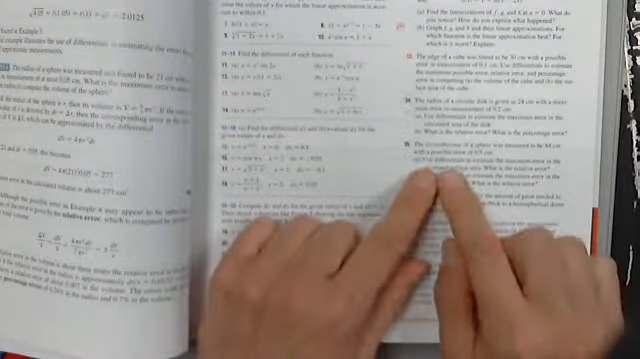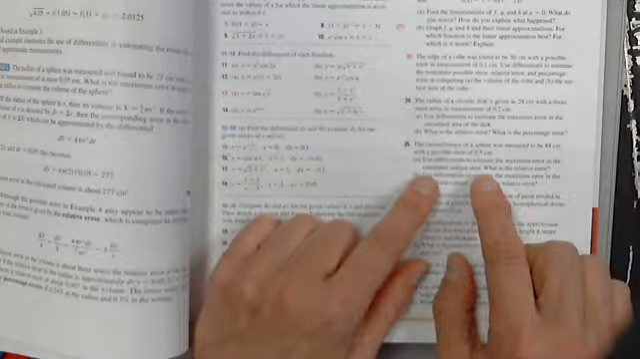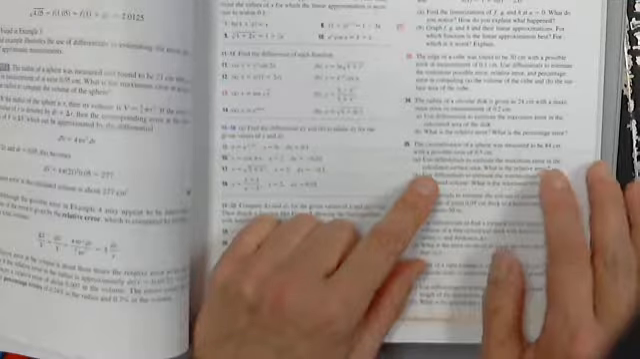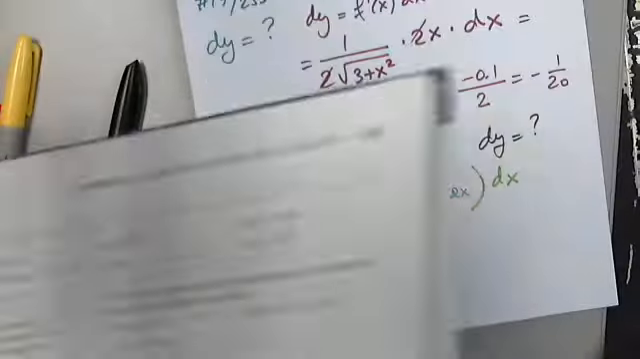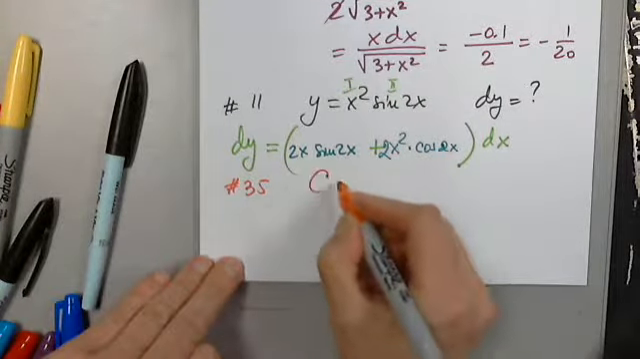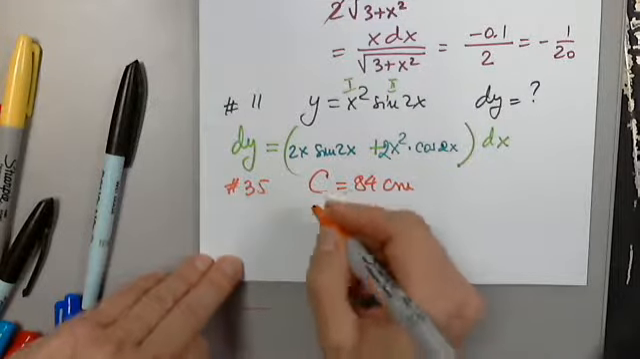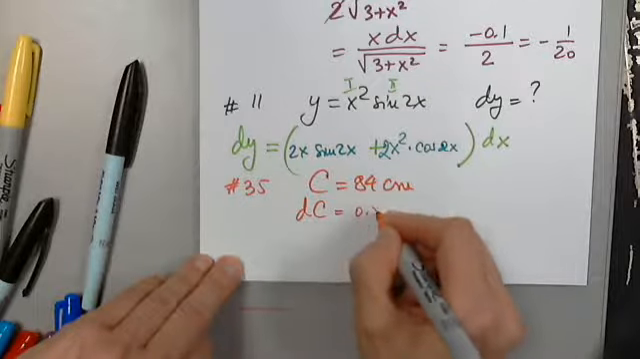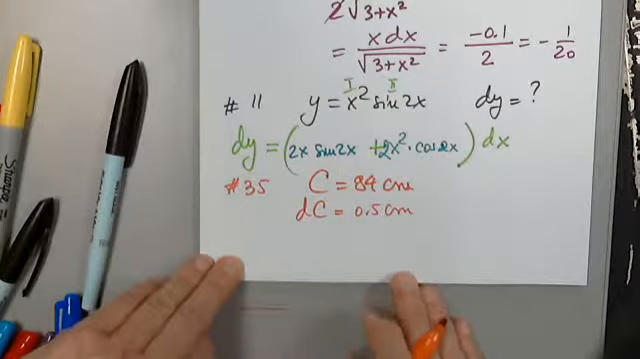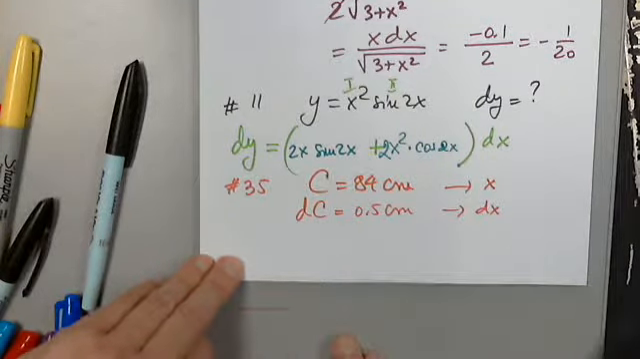Very good. Use differentials to estimate the maximum error in the calculated surface area. And then what is the relative error? And use differentials to estimate the maximum error in the calculated volume. And what is the relative error? Okay, so let's take notes now. So we are told that the circumference is 84 centimeters. We are told that indeed dC equals 0.5 centimeters. So this is like the x in the previous problems, and this is like dx in the previous problems.